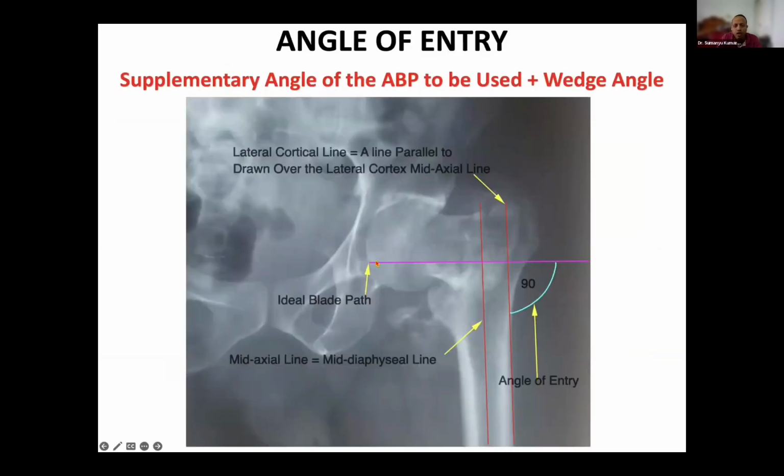Once we know our chisel path, the pink line, we draw the mid-axial line and we shift that line to the lateral cortex of the femur. And we find out that the angle between the pink line and the lateral cortical line is 90 degrees. So our angle of entry is now 90 degrees. So we have to choose a blade plate whose supplementary angle and the wedge angle which we want to take combined make up 90 degrees, which is the angle of entry.